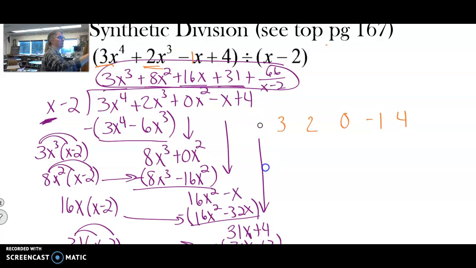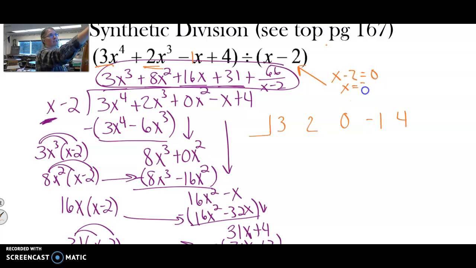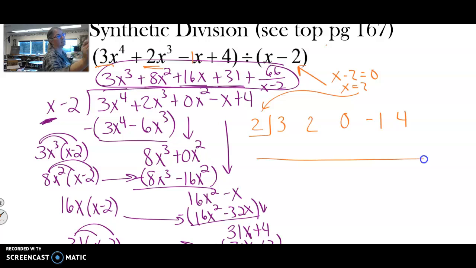And then I'm going to put a little box right here. And what I'm going to put in the box is, if I'm dividing by this factor of x minus 2, what goes in the box right here is what would make x minus 2 equal to 0, which is x equals 2. So that's going to go right here. And here's what you do. Leave some space and put a bar right there.